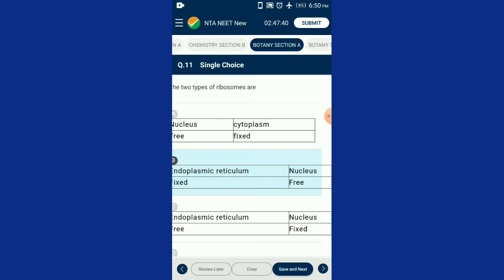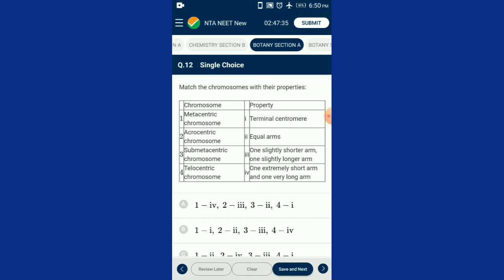Question number 12. Match the chromosome with their properties. See the tabular column. A chromosome is supercoiled DNA which is visible during the divisional phase of the cell cycle. These chromosomes contain chromatids and show primary constriction sites called the centromere. Depending on the location of the centromere, the chromosome is classified as metacentric, where the centromere is at the middle.